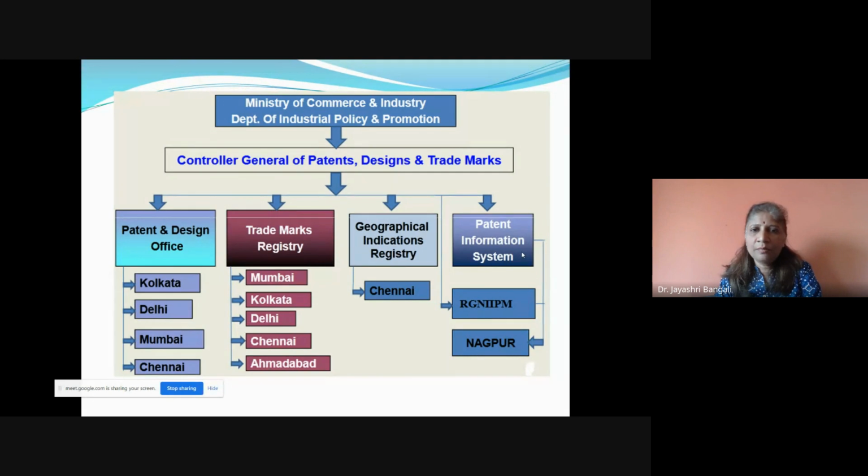So these are the 4 offices of the Controller General of Patents, Designs and Trademarks, which is under the Ministry of Commerce and Industry. The patent and design offices are in Kolkata, Delhi, Mumbai, and Chennai. If you want to file offline, you have to go to these offices. Trademarks offices are also in the major cities.